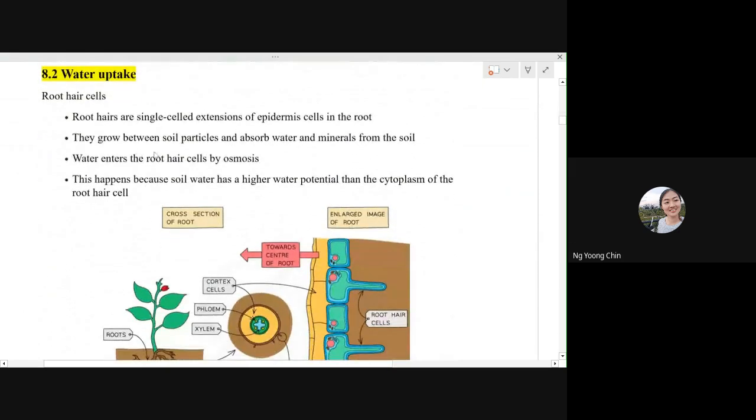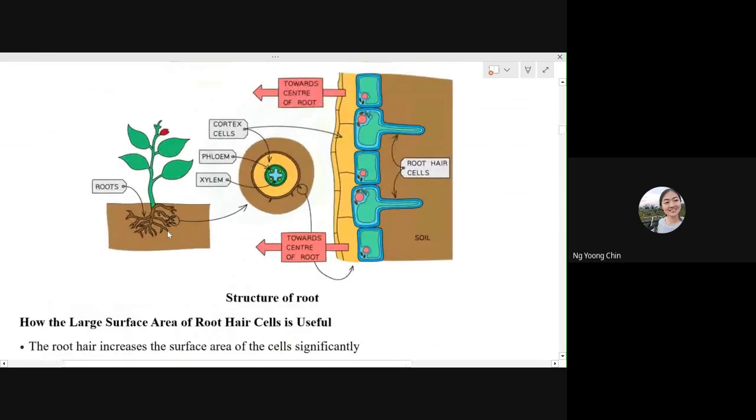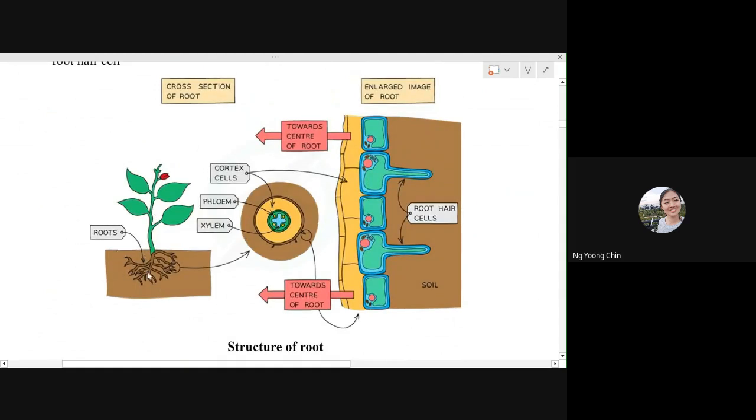So for the water uptake, you must know how the plants are able to absorb water. The plants absorb the water from where? From the soil solution, from the soil water. You can imagine that this is a plant, and this is the root system of the plant. The roots are immersed in the soil. The soil contains soil water, which contains a very large proportion of water molecules and some ions, like sodium ions and potassium ions.